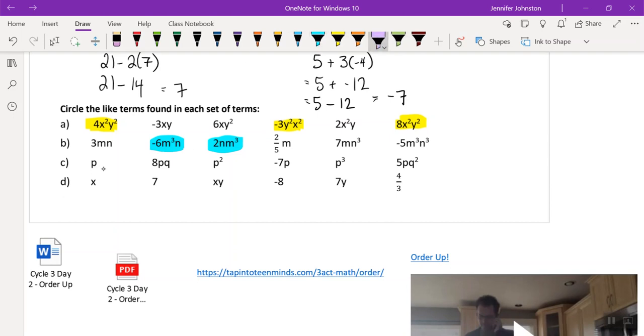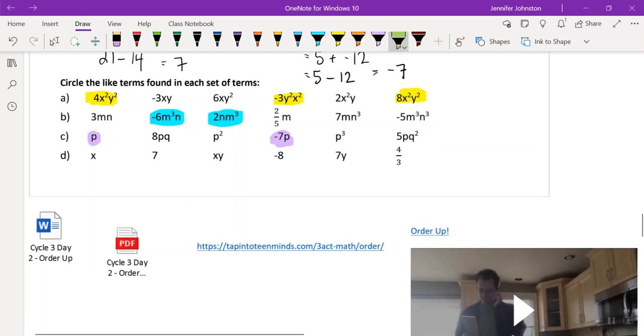What about here? 1p. Anyone else? That's a p and a q. There's 2 p's here. There's 1p. It has a -7, but that doesn't really matter. We're only trying to find the same terms. We're looking for the same variables.